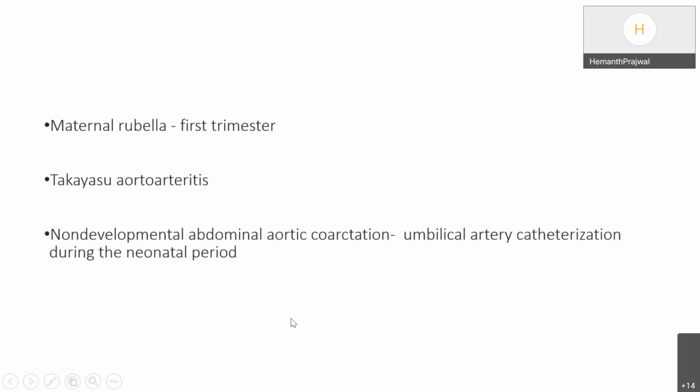with NF1. Maternal rubella during the first trimester is one of the inflammatory causes of coarctation. Takayasu aortoarteritis is also one of the lesser known causes because it usually affects the arch of the aorta and the proximal descending thoracic aorta, not the abdominal aorta. And other non-developmental abdominal coarctation is seen because of umbilical artery catheterization in the neonatal period. However, this catheterization is more likely to lead to aortic thrombus formation rather than coarctation.